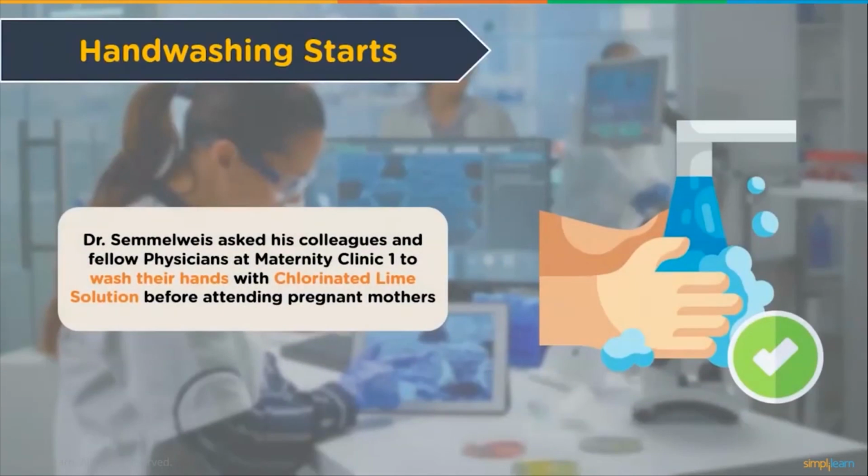So far, we have seen in our analysis till 1846. Dr. Semmelweis, in mid 1847, asked his colleagues and fellow physicians at Maternity Clinic 1 to wash their hands with chlorinated lime solution before attending pregnant mothers, and the results were significant. So let's see the final analysis of Clinic 1 where Dr. Semmelweis practiced and how he was able to reduce the mortality rate.